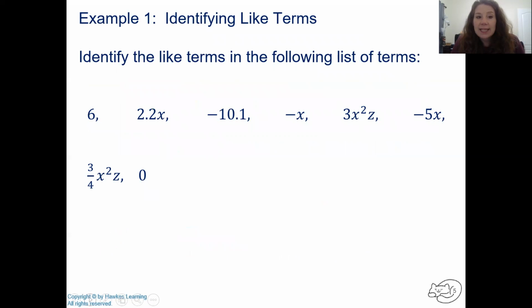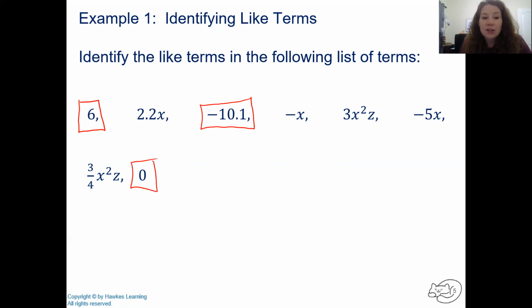So let's look at this. Identify the like terms in the following list of terms. So what are like terms? So here's a 6. So what is a like term with my 6? It's a constant. It's not attached to a variable. So that means that this is also a constant. It is not attached to a variable. Those are like terms. What else do you see with no variable? 0 has no variable, so those 3 are all like terms.